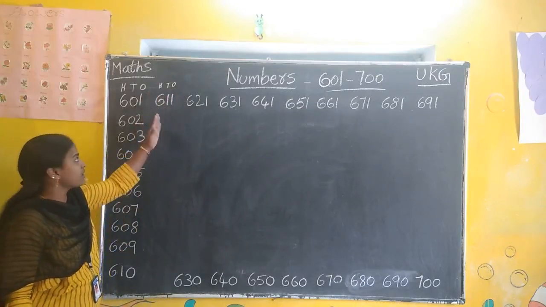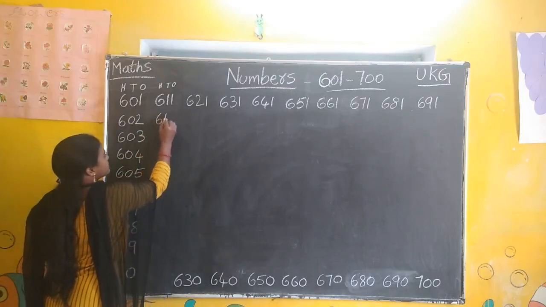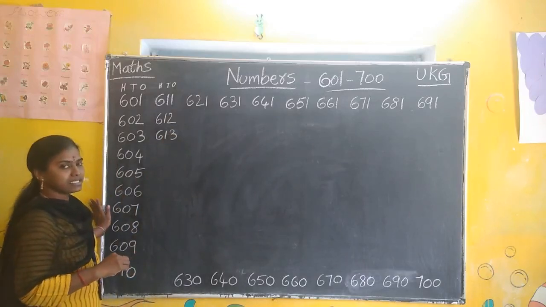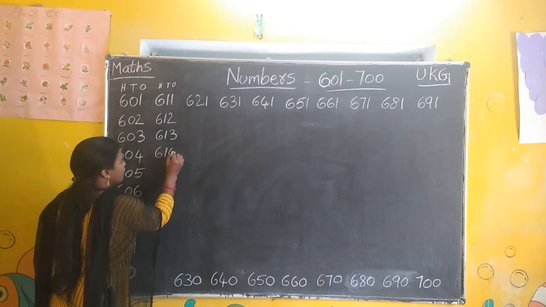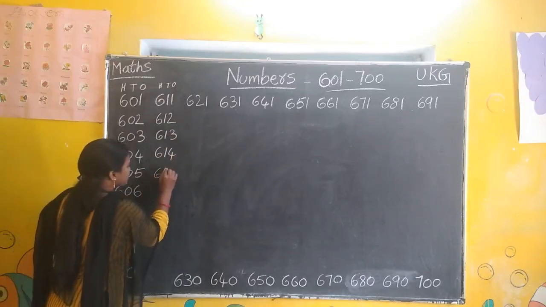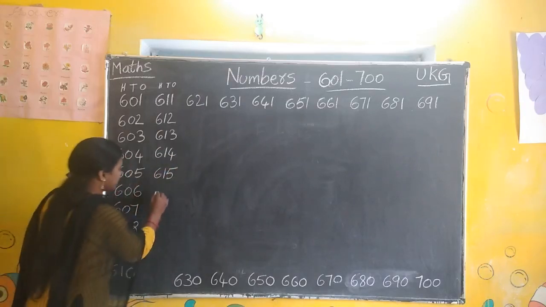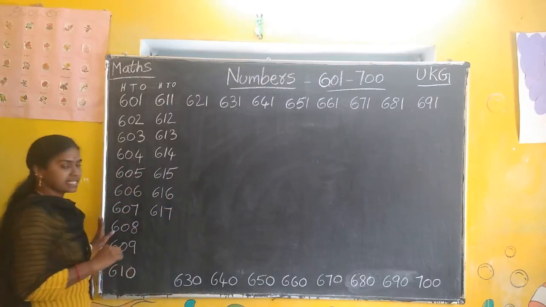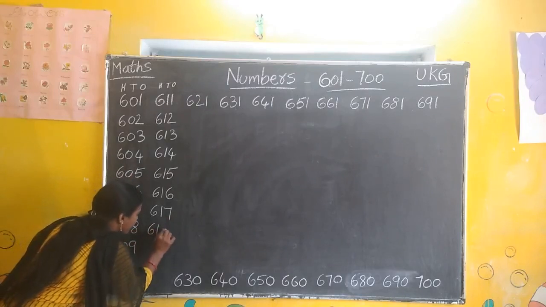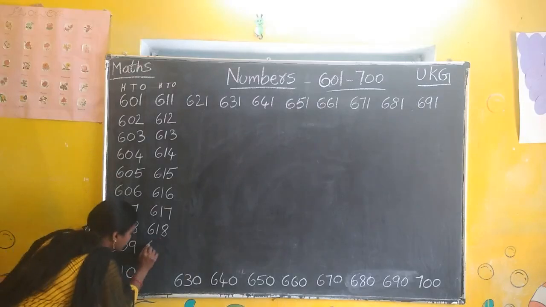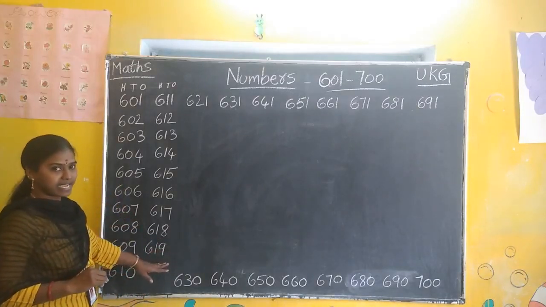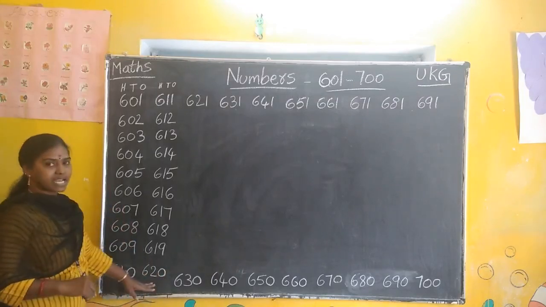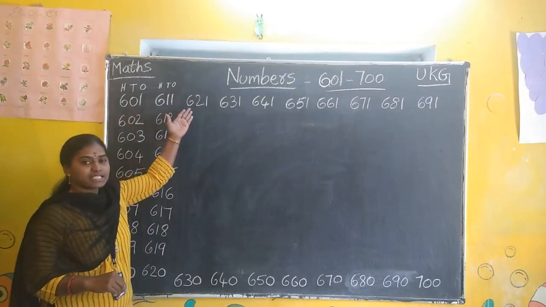611. After 11, 612. Okay, 612. 613. After 13, good. 614. 615. 616. 617. 618. 619. After 19, 20 now. So you have to write 620. After 620, 621.